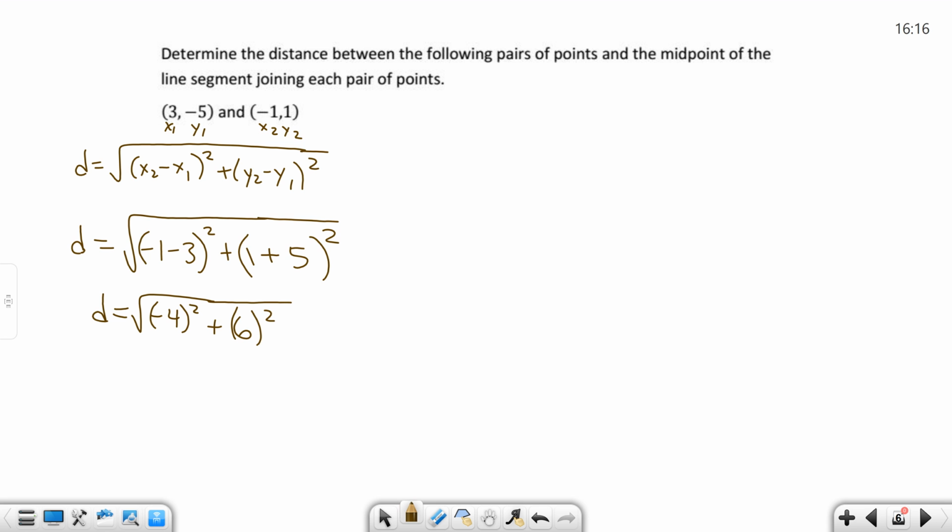So now what is negative 4 in parentheses squared? 16 plus what? 36, and that's still under the what? Radical. I haven't done the radical yet. And so what is it? 52, you say? So this is d equals the square root of 52.